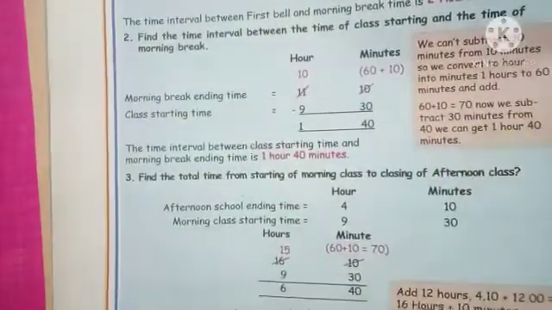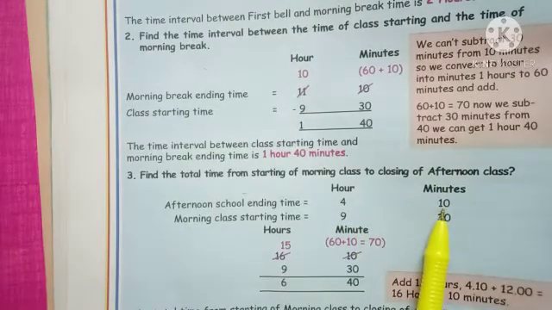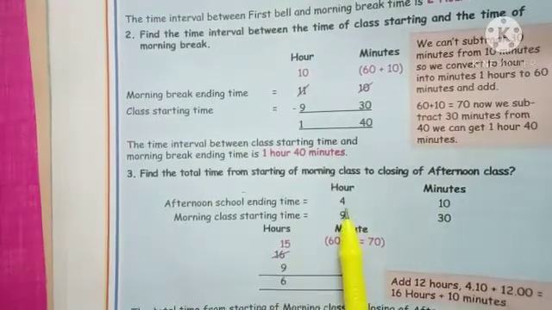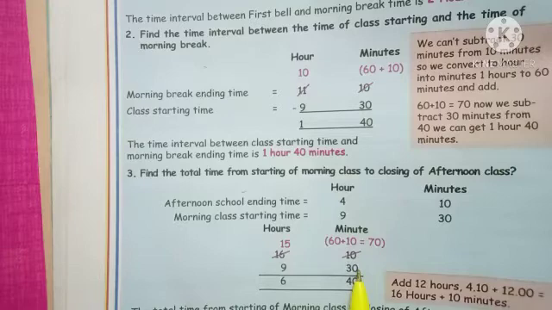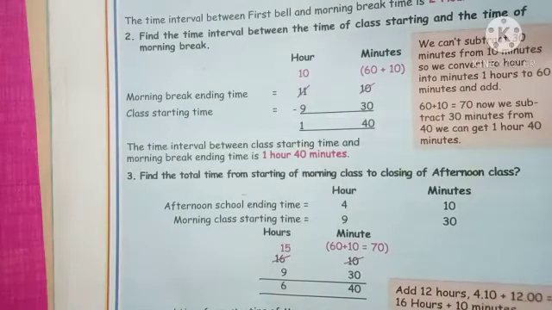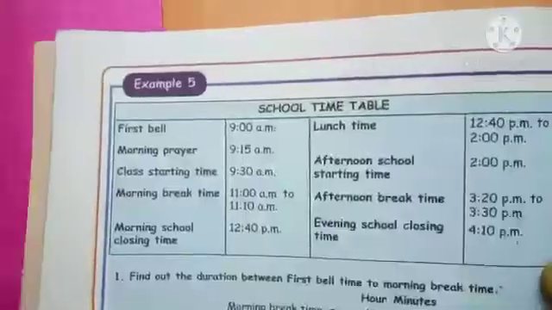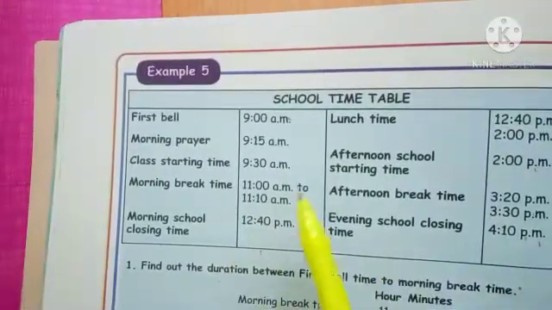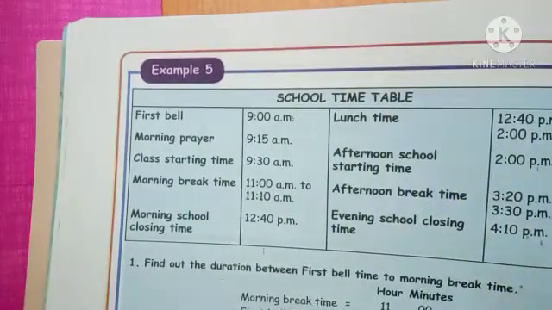So you convert now: 4 o'clock 10 minutes is converted to 24-hour time. So 4 o'clock is 16 hours 10 minutes. Then 9:30 is your starting time. So in between, you can do the subtraction. So that is easy to find the answer. 6 hours 40 minutes. This example school timetable is used to do exercise number 5.1.